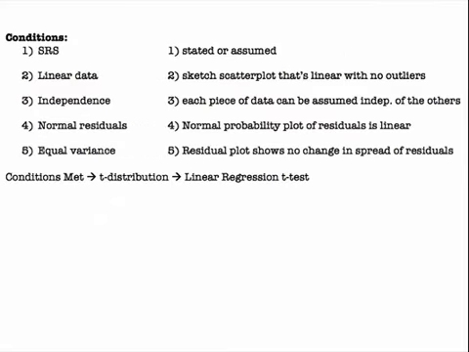Our conditions are going to be a simple random sample, which is either stated or assumed. I have to have linear data, so I'm going to sketch a scatter plot that's linear with no outliers. It has to be independent, so each piece of data can be assumed to be independent of the other. I have to have normal residuals, so I'm going to make a normal probability plot of the residuals, and I want that to be linear. And then I want to have equal variance, meaning if I look at my residual plots, I don't want to see any patterns, so I don't want to show any change in the spread of the residuals. If all that's met, I can say conditions met. I'm doing a t-distribution, and I'm doing a linear regression t-test or a linear regression t-interval.